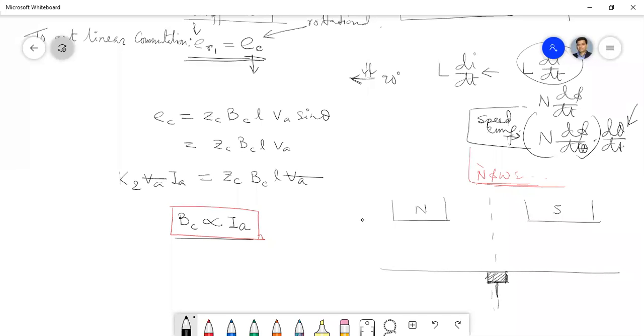Otherwise there would be no commutation voltage, no voltage like this. Okay, so we are arranging additional flux here by this BC. BC is the flux density. So that means here we should have some flux. At this point we should have some flux which will give me some BC, and that BC should be proportional to the armature current.